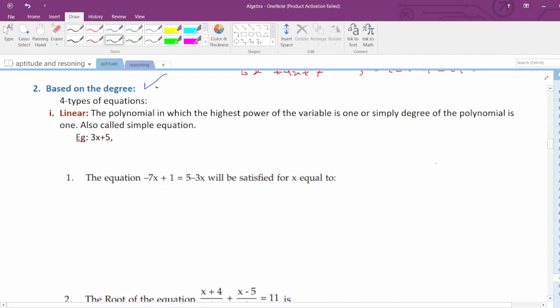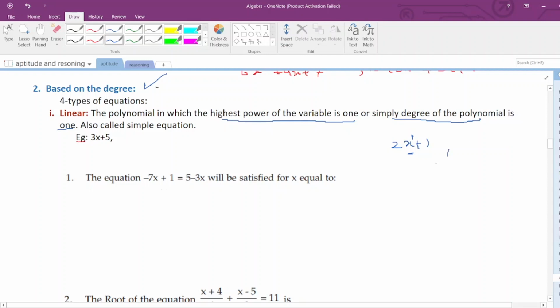The first one is a polynomial in which the highest power of the variable is 1. Let's suppose 2x plus 1 is an expression. What is the variable here? x, right? So what is the power of x? It is 1. If the power of the variable is 1, then this is a linear equation. In other words, the degree of the polynomial is 1. Highest power is also known as the degree.